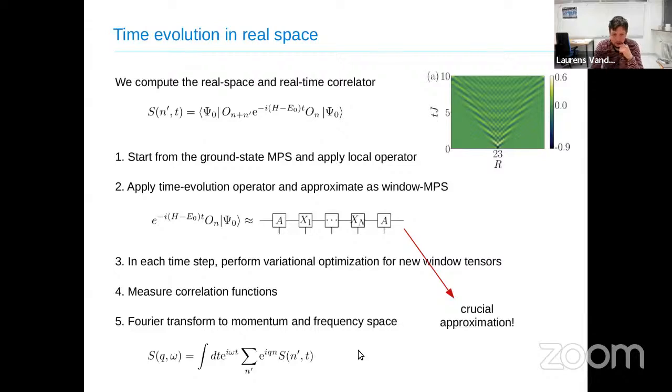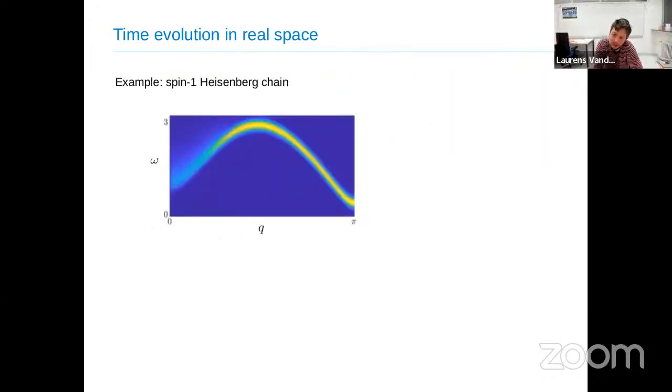Now, this sounds all very nice, but as I said, this time-evolved state is a whole mess of different excitations and different things. So the question is, can we actually represent this time-evolved state efficiently using this window MPS? And indeed, this will turn out to be the crucial approximation, which as time evolves, at some point will break down. And I can give you a very specific example of this.